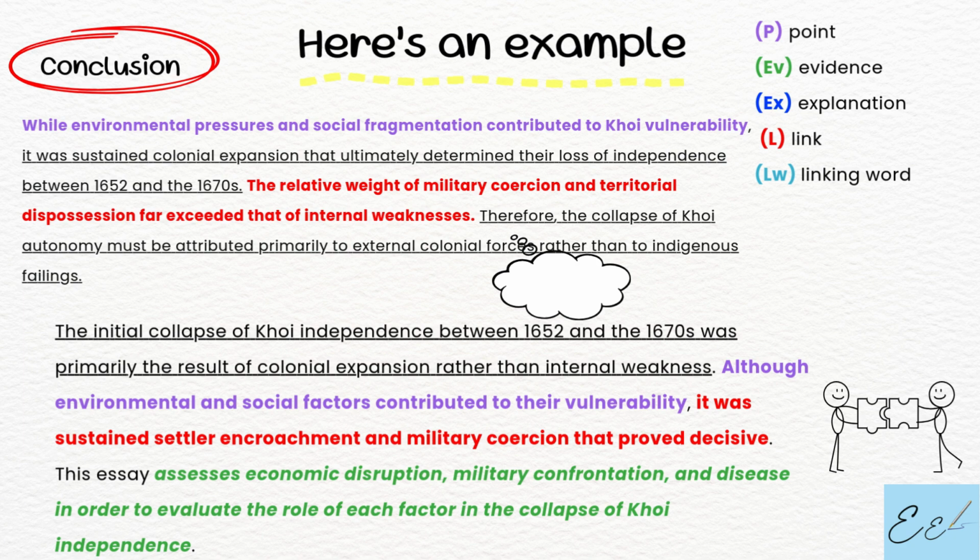I then also, in the purple, you can see, briefly looked at the counter arguments in my introduction, and I did the same thing in my conclusion. I then looked at the red. It was sustained settler encroachment and military coercion that proved decisive, and this is also addressed in my conclusion. Now, the green is not addressed in my conclusion because this is not necessarily something that I had to restate in my conclusion, although in the conclusion you would be able to say this essay has looked at economic disruption, military confrontation, and disease, though it is not entirely necessary.